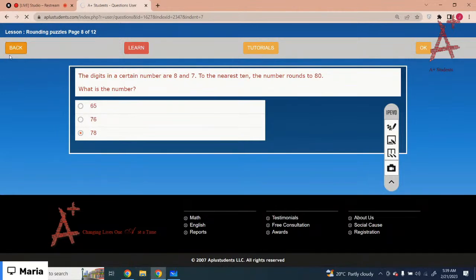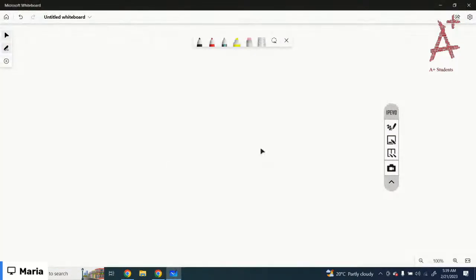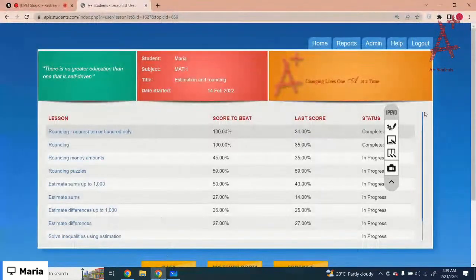So, we were working on grade 3 maths, and the lessons we have covered today are: we started with the chapter multiplication skill builders. We did one lesson from the chapter, that is multiply by 12. Then we started the new chapter, estimation and rounding. The lessons we covered today are rounding nearest 10 or 100 only, rounding many amounts, and rounding puzzles.